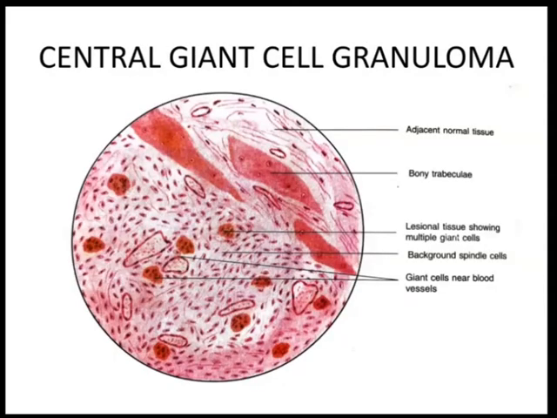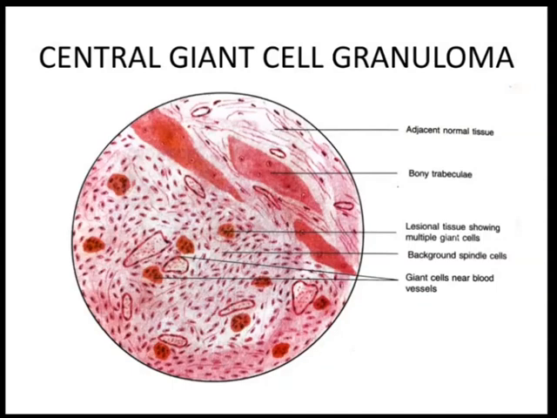Starting with the central giant cell granuloma, I have already told you why it is called central and peripheral in ossifying fibroma. So accordingly, central is seen in the center of the bone and the peripheral is seen at the periphery, for example in gingiva, wherein you can see an overlying epithelium.